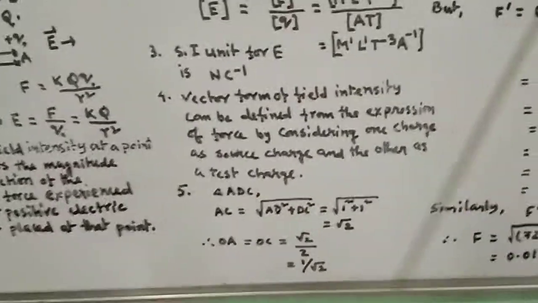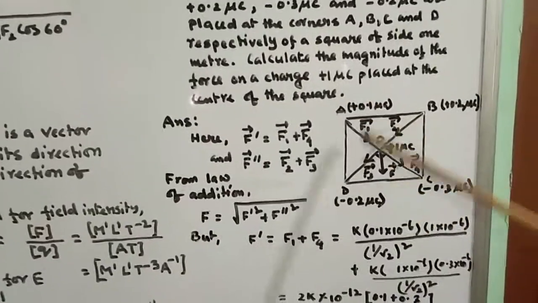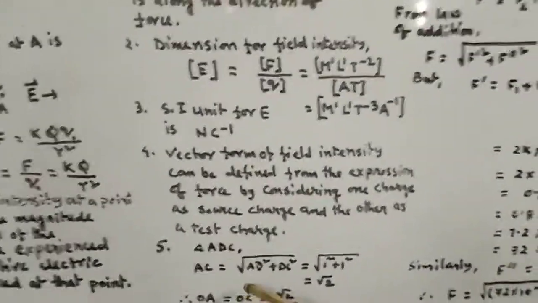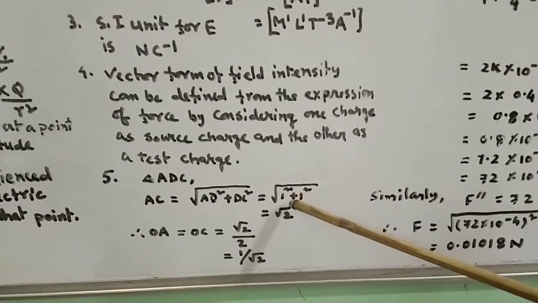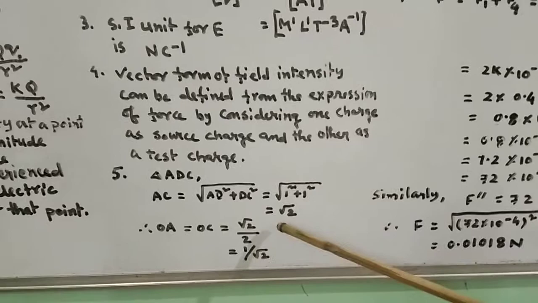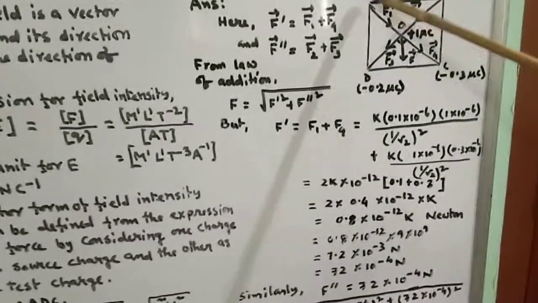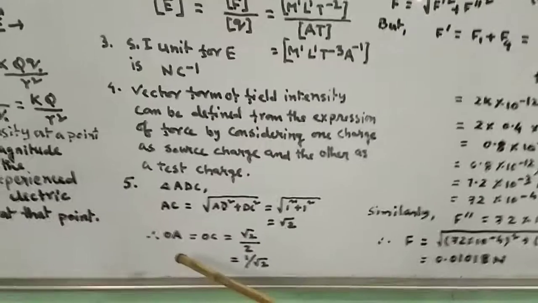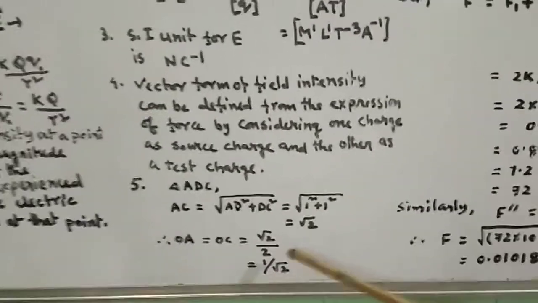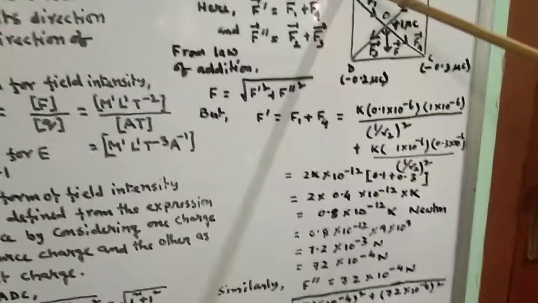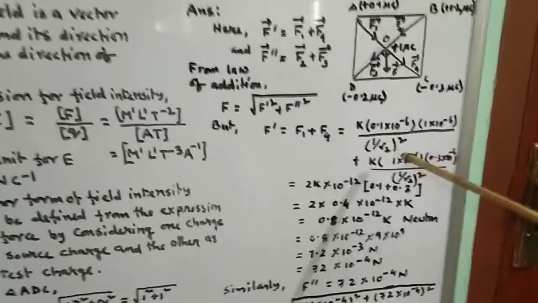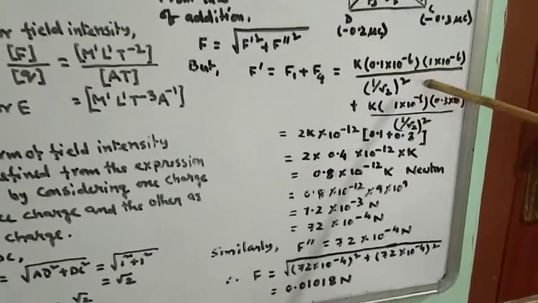If we consider this triangle in the diagram, ADC is a right angle triangle. So if you have to find AC, then you have to use the Pythagoras theorem, that is AD square plus DC square. Each value is 1 meter as specified in the question, so it comes out to be root 2. Now as O is the midpoint of AC, OA equals OC equals AC by 2. AC is root 2, so OA is root 2 by 2, that is 1 by root 2. So here we have to substitute the distance OA, the distance between the two charges, and it comes out to be 1 by root 2, so it should be 1 by root 2 square.